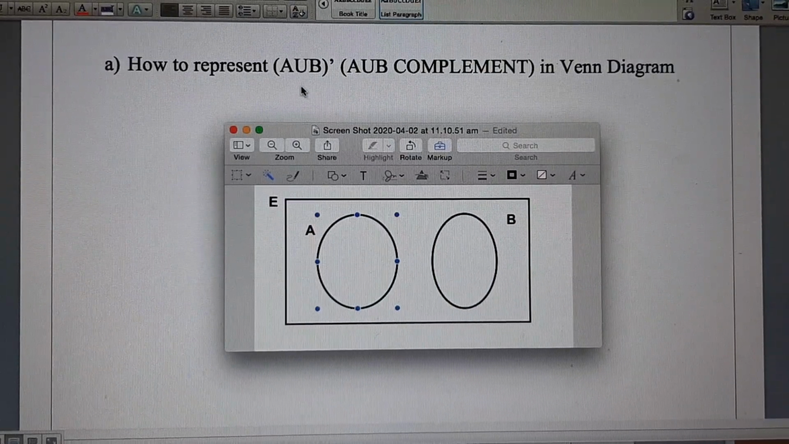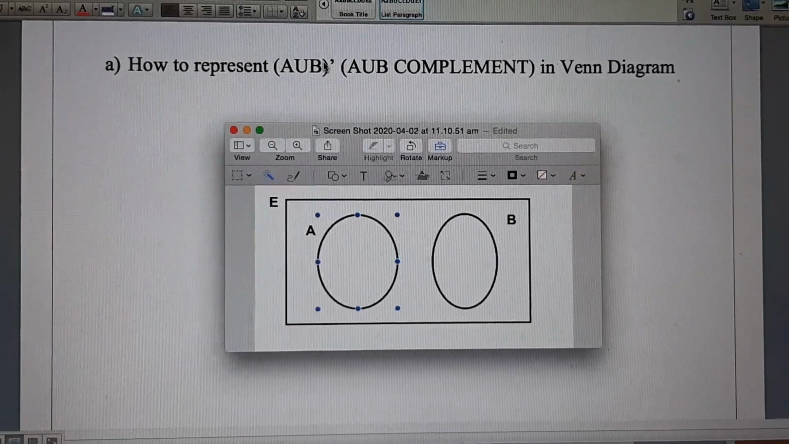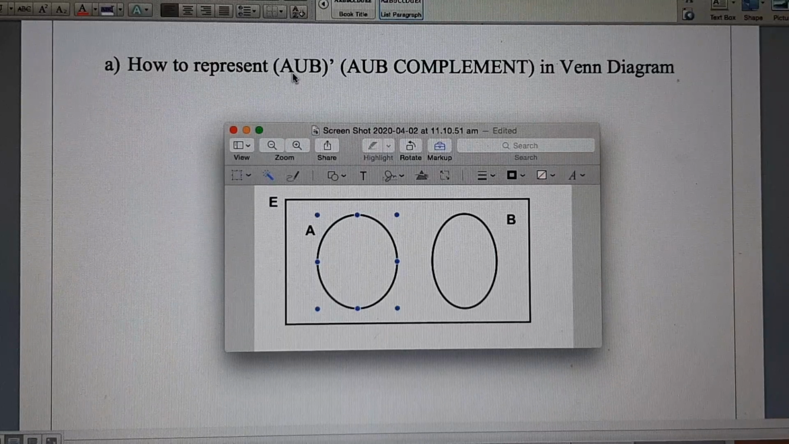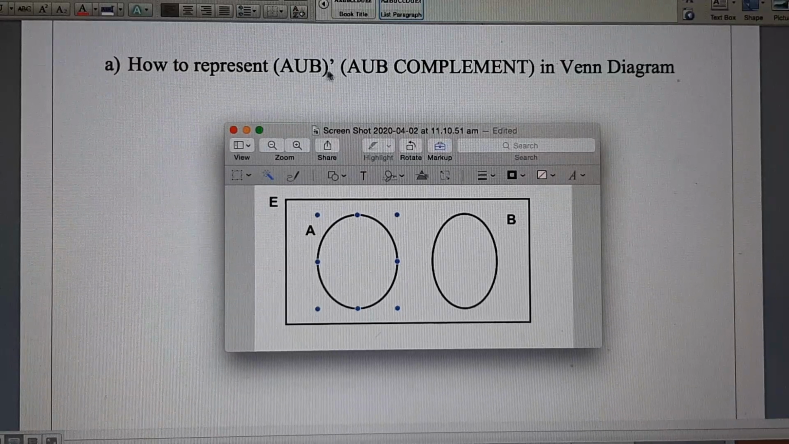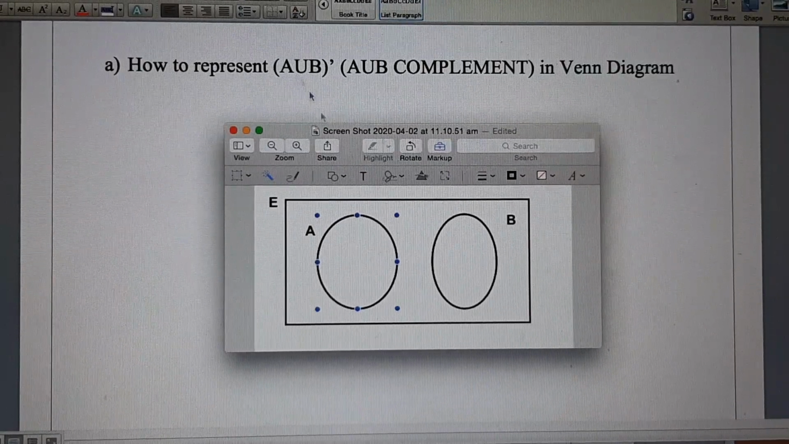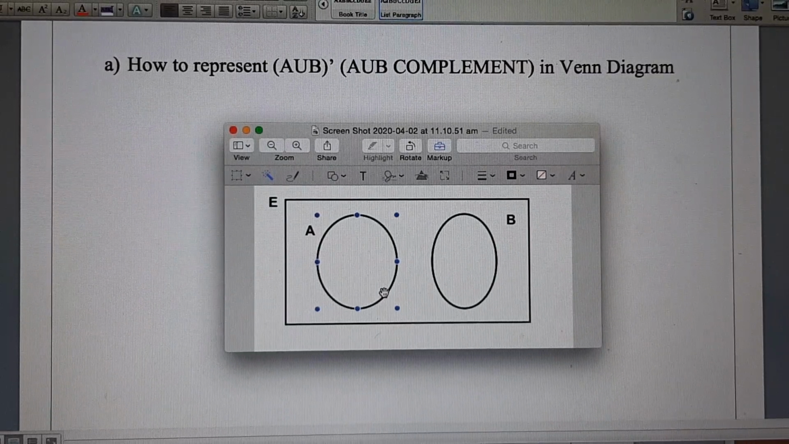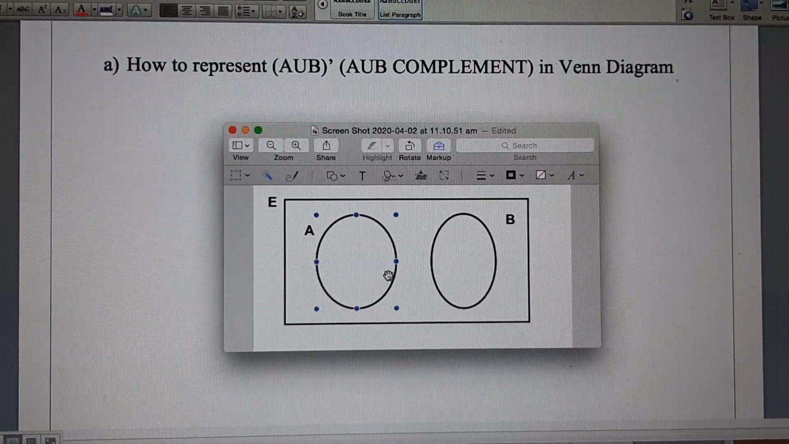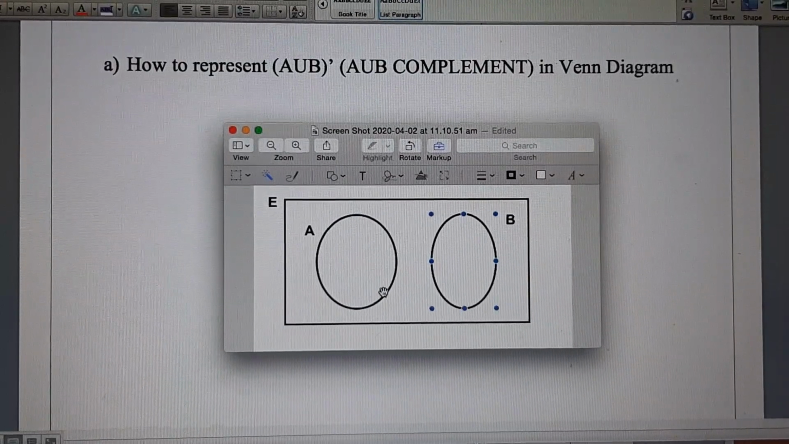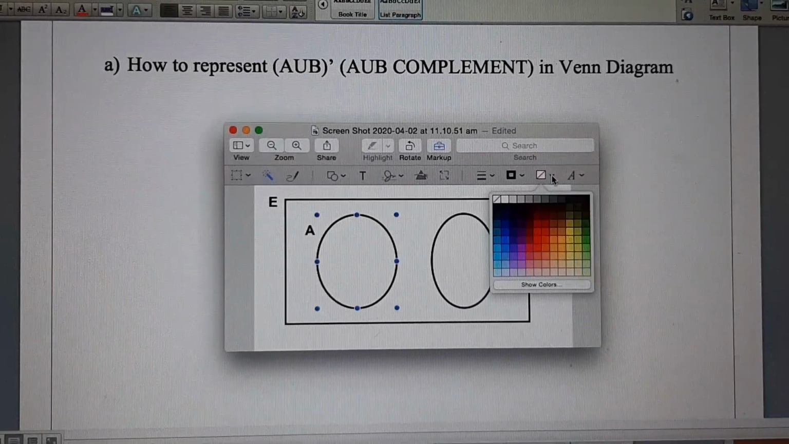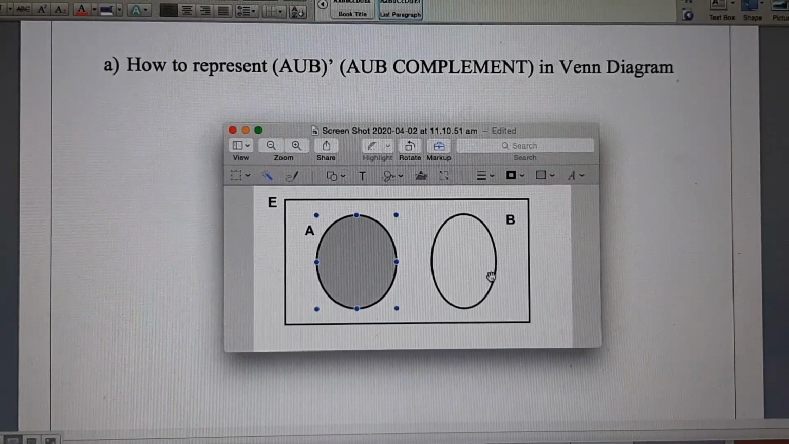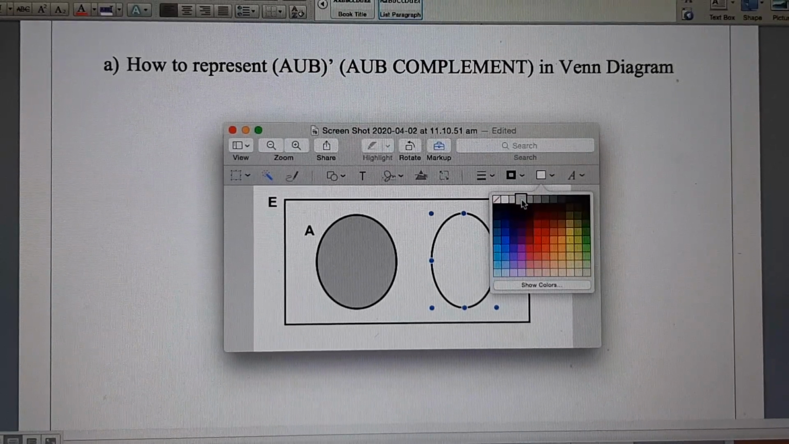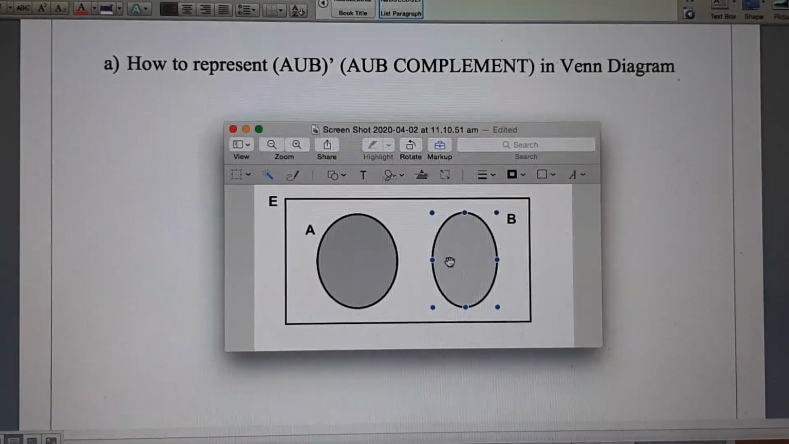Now consider the case when we have to shade A union B whole complement. Now the set here is A union B. We have to shade A union B complement, not A union B. Now A union B complement means you are going to shade the region other than A and B. Now A union B includes which region? A union B includes the region A and the circle B. Now this is basically A union B.